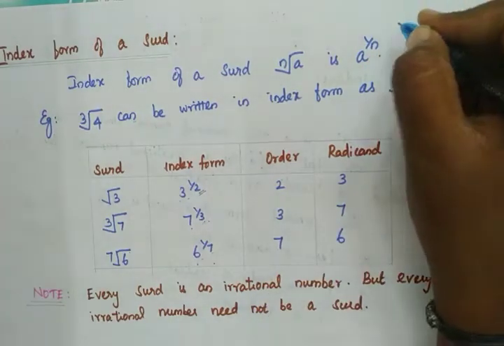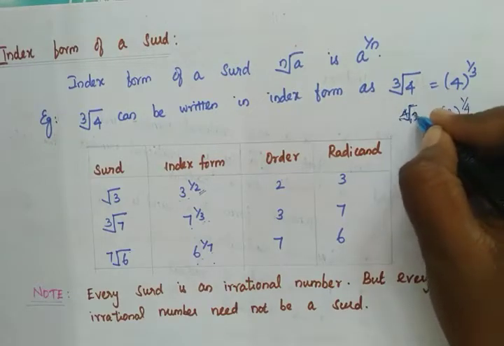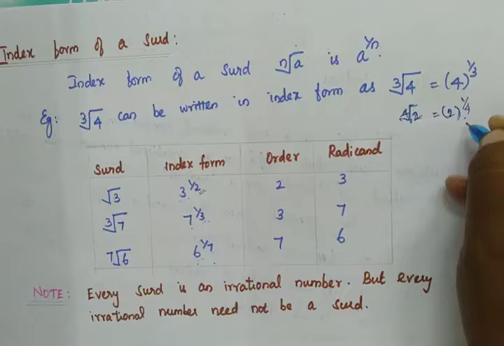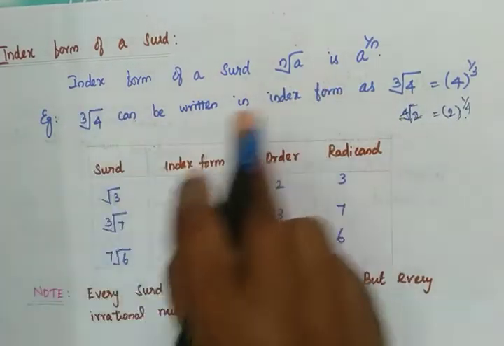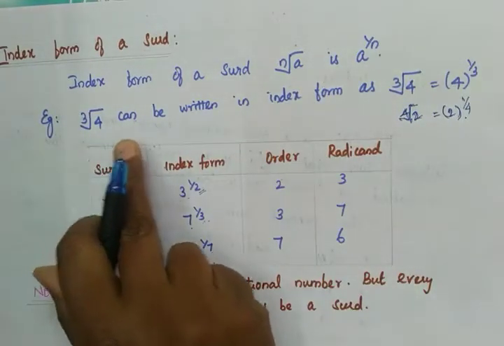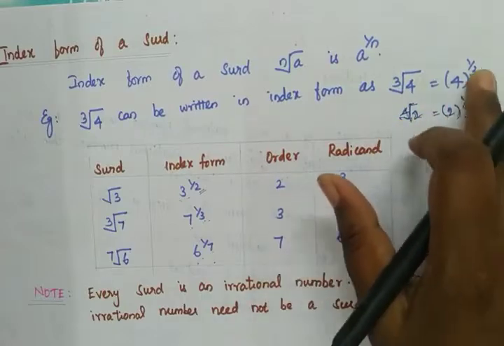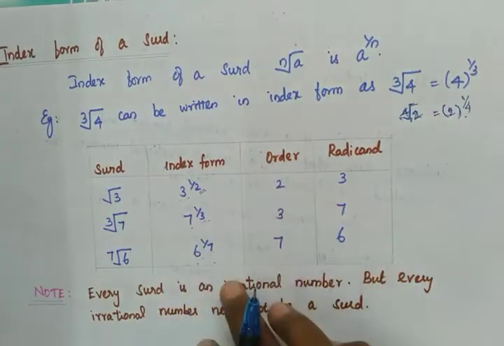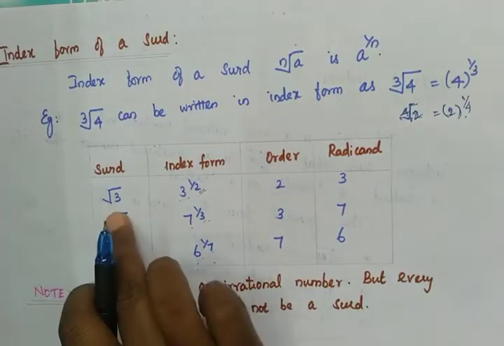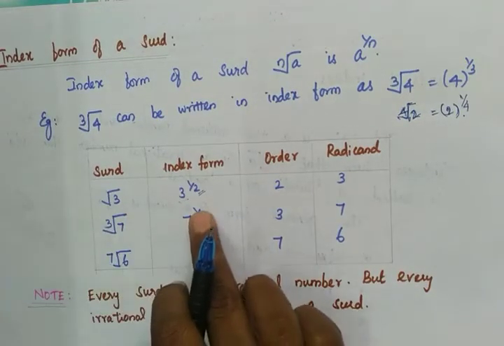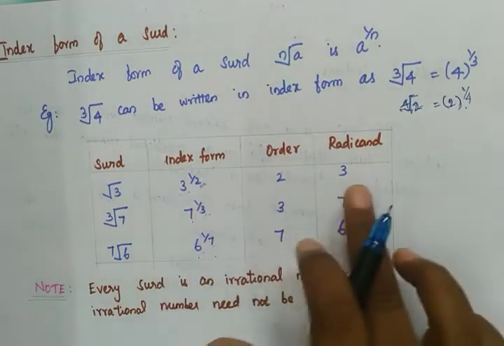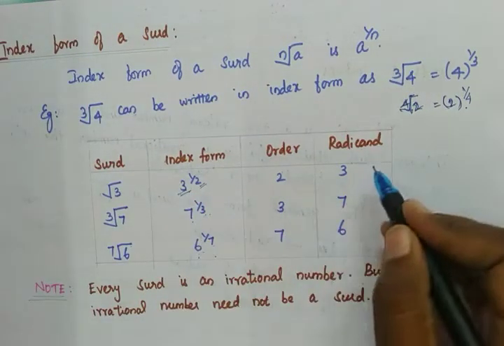For example, if we have 4 root 2, we can write this as 2 power 1 by 4. So this is called the index form. For example, if we have 3 root 4, this can be written in the index form as 4 power 1 by 3. This is the indication of the surd and this is the indication of the index form. And here root 3 can be represented as 3 power 1 by 2. Here 2 is the order and 3 is the radicand.